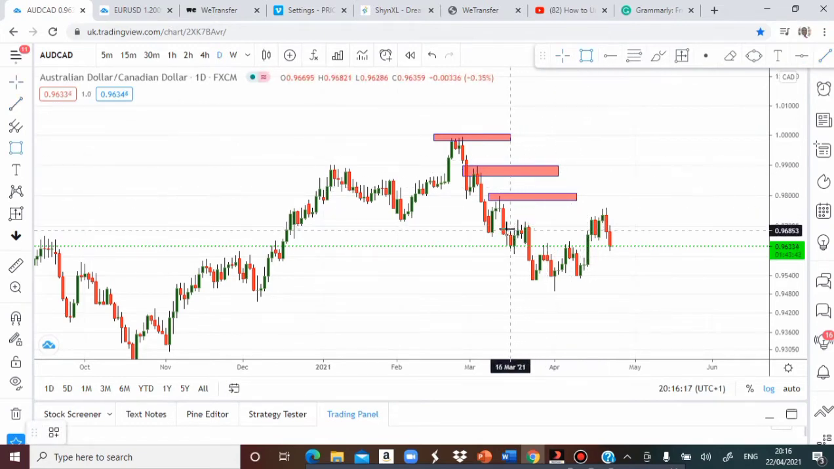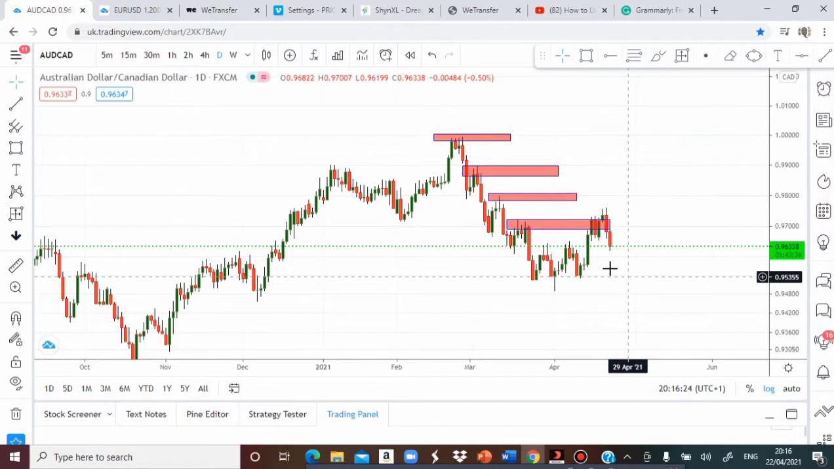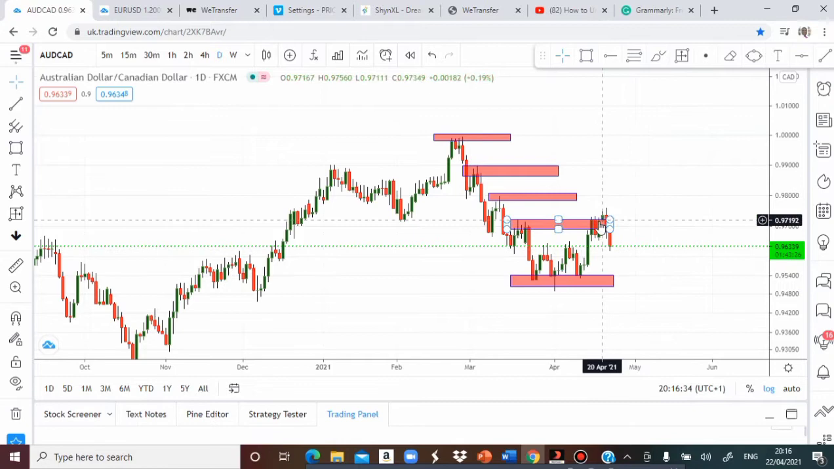You see, until price violates the recent high, you can't say, okay, maybe price has changed direction. Like now, if you look at this chart right now, price has actually violated this high.